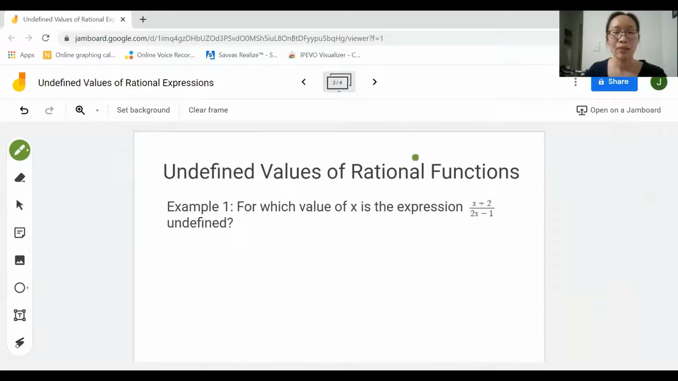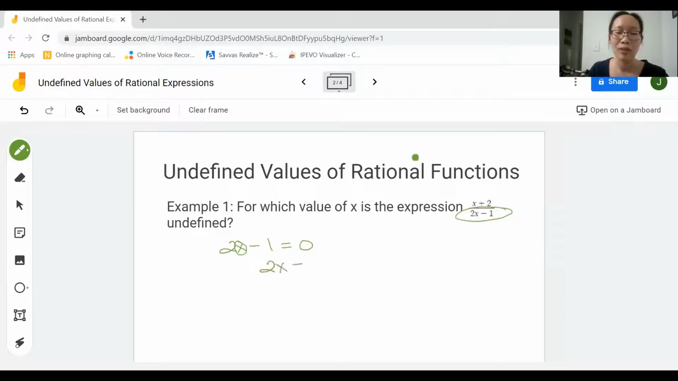In our first example, we're asked for which value of x is the expression x plus 2 over 2x minus 1 undefined. When we're talking about undefined, we mean that it makes the denominator 0. So we're going to take the denominator and set it equal to 0. We can ignore the numerator right now. That's not important. What we want to do is find the x value that makes the denominator 0.